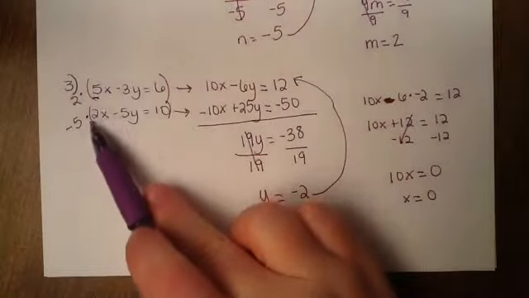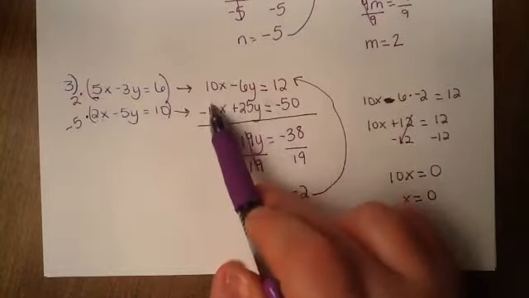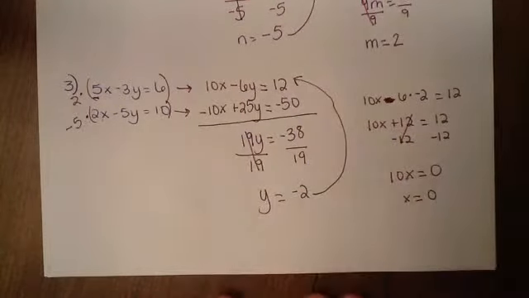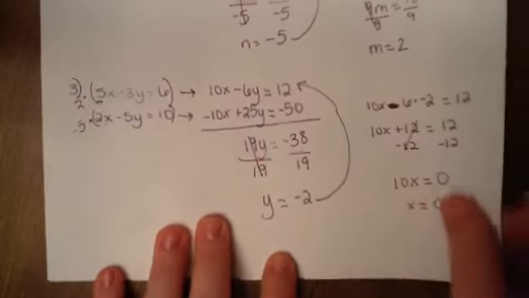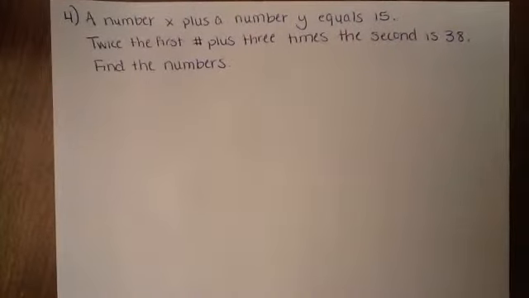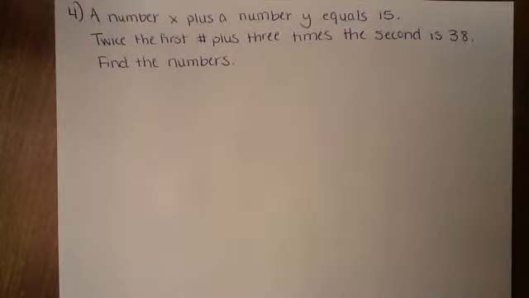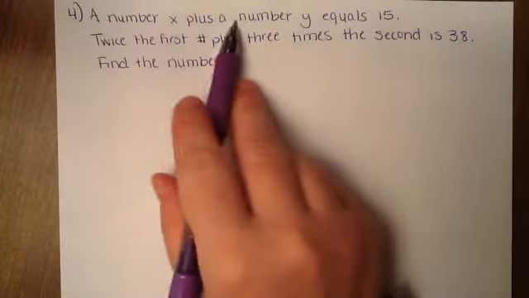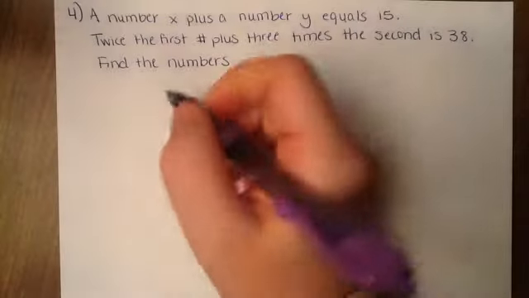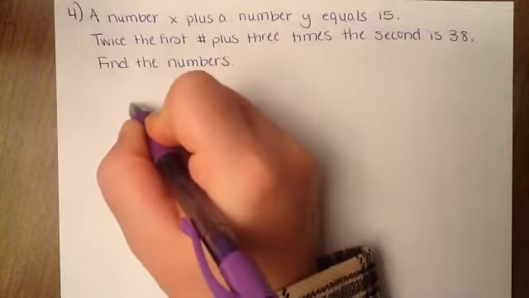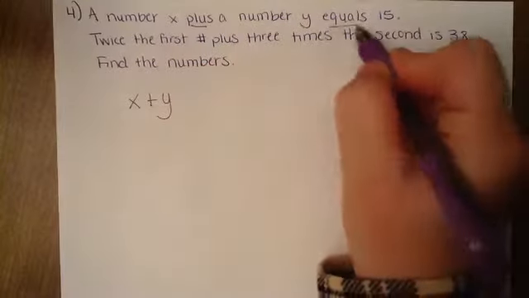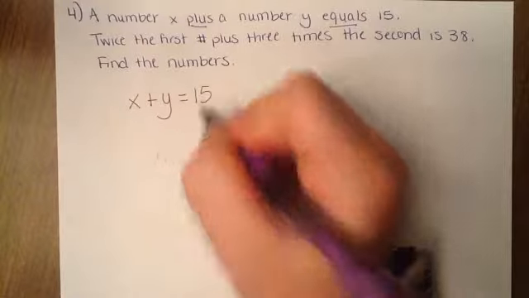Create your opposites. Here we had to multiply both of them by something in order to get these to be opposite. Solve, plug it back in to find your solution. For the last one, we do not have equations yet. Okay? But we're given some information. So we need to first come up with our two equations. So a number x plus a number y equals 15. Let's make that into an equation. It should be x plus y equals 15.